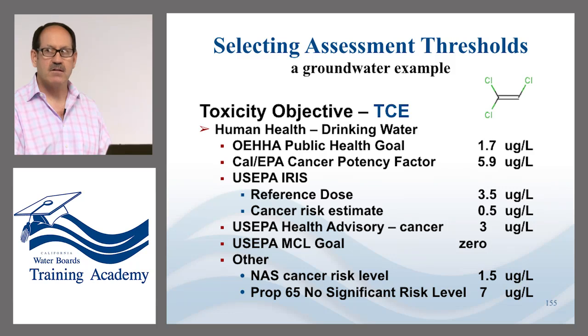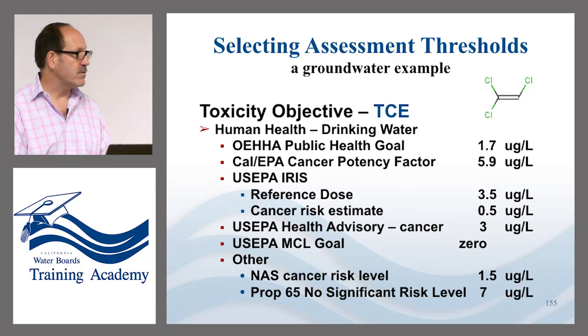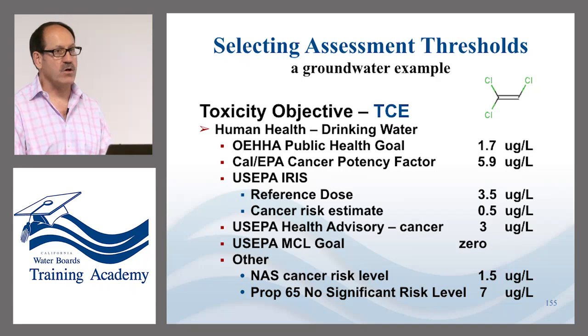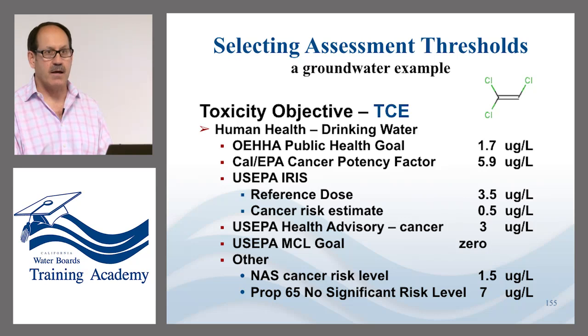TCE is volatile. It's a volatile organic contaminant. Public health goals consider multiple exposure pathways relating to use of water in the home. Drinking the water, breathing the vapor that resulted from running water in the house, and exposure through the skin while bathing. So the calculation of a 1 in a million cancer risk level is going to wind up with a lower value when you're considering all of those exposure routes, as opposed to the cancer potency factor, which only looks at drinking water, 2 liters a day.